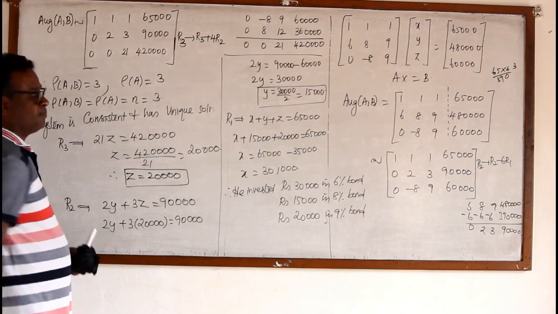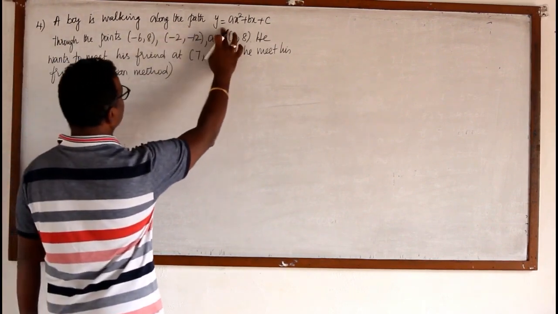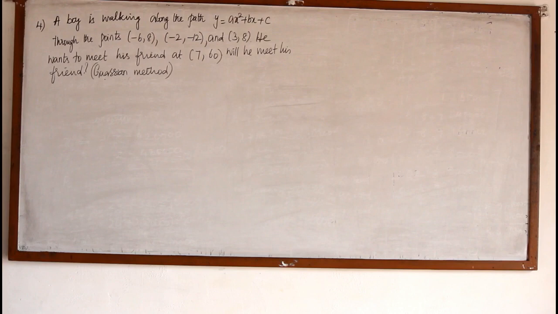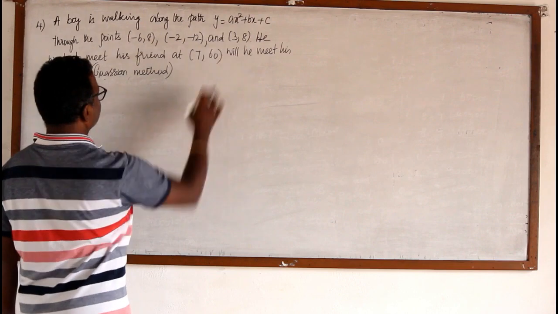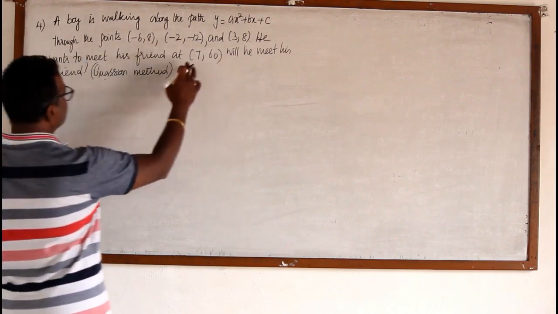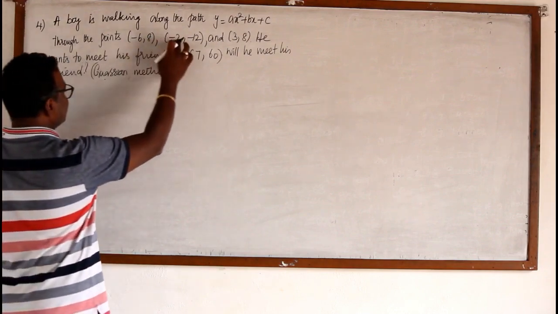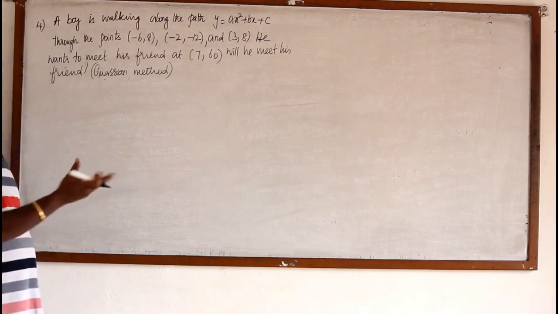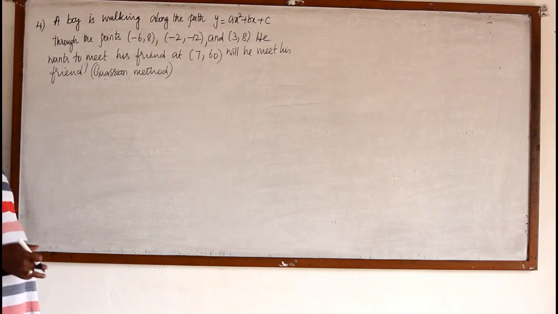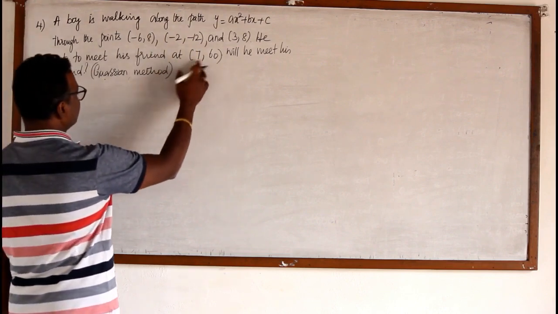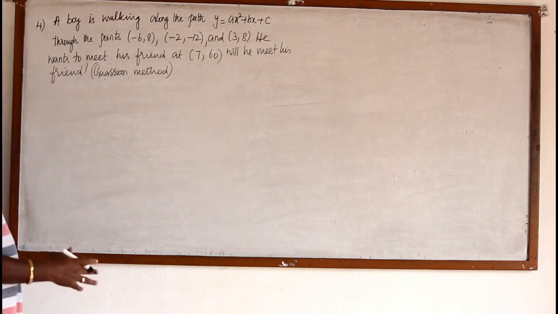This is problem number 4. Next, fourth problem. A boy is walking along the path y equal to ax square plus bx plus c, and he is passing through these points: minus 6 comma 8, minus 2 comma minus 12 and 3 comma 8. He wants to meet his friend at 7 comma 16. Will he meet his friend? That's what we have to find out. That is, we shall take each point and substitute in the equation. I will get linear equations in a, b, c. Then we shall find the values of a, b, c, and finally if I substitute 7 and I am getting that answer as 16, then he will definitely meet his friend. That's what we are finding.